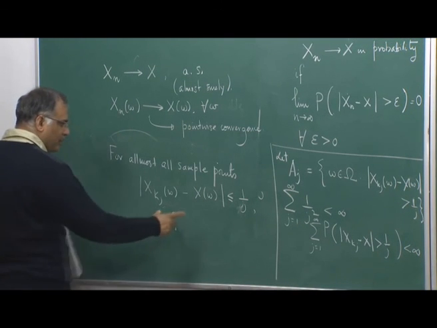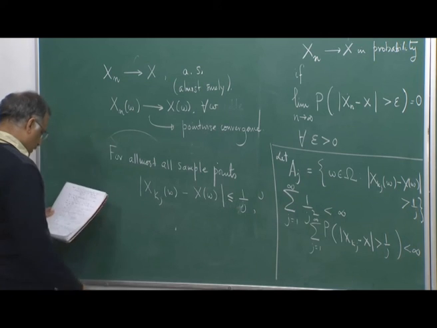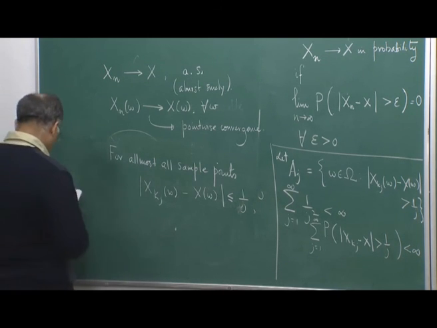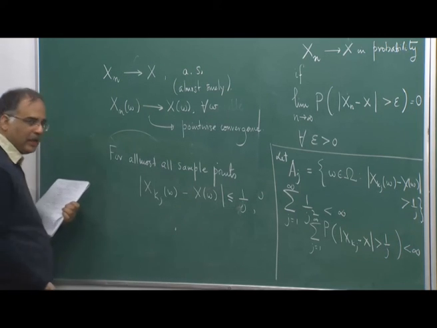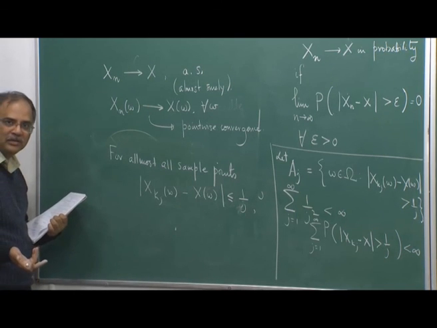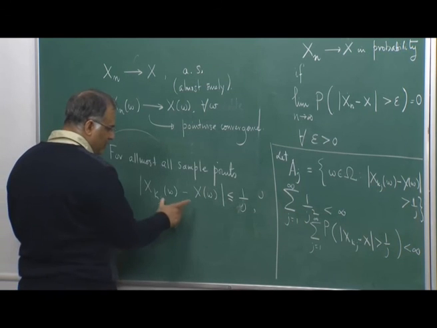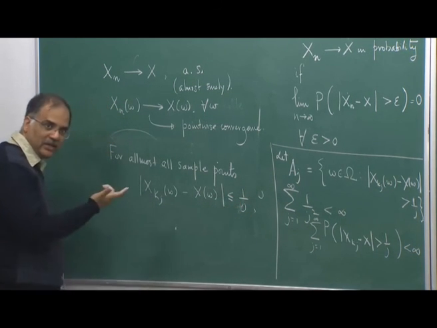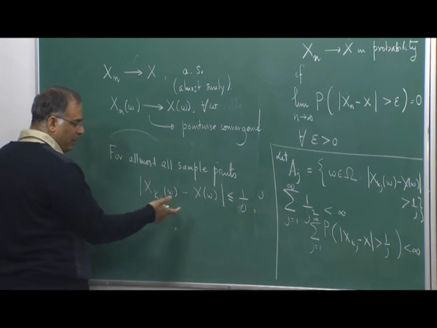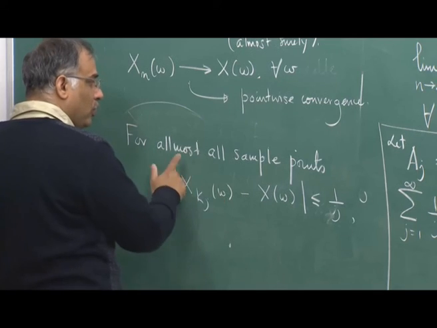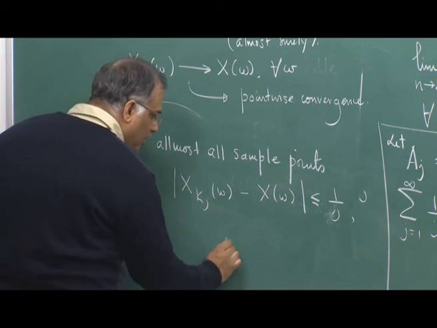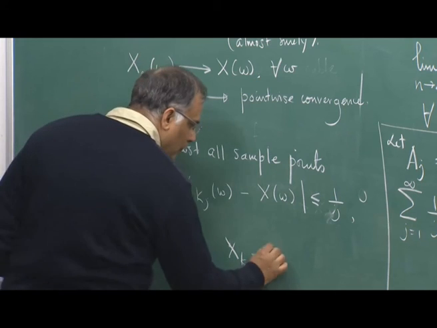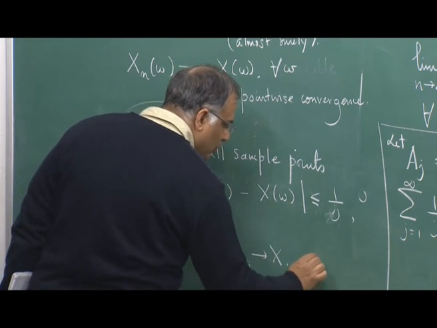So what does this mean? This simply means that |xkj(omega) minus x(omega)| can be made as small as I like as j is increased. But this is not true for every omega, only for almost all sample points omega. This simply means that xkj goes to x almost surely.